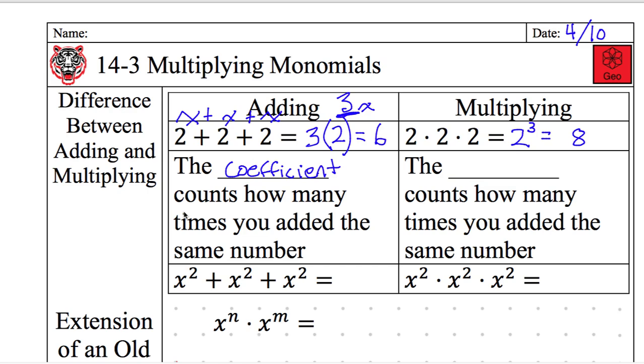And marble. All right. What is this thing called? It's how many times I multiplied the same number. What is the thing that I'm looking for? India. The what? Power. Yes, the power. The power counts how many times you multiply the same number.